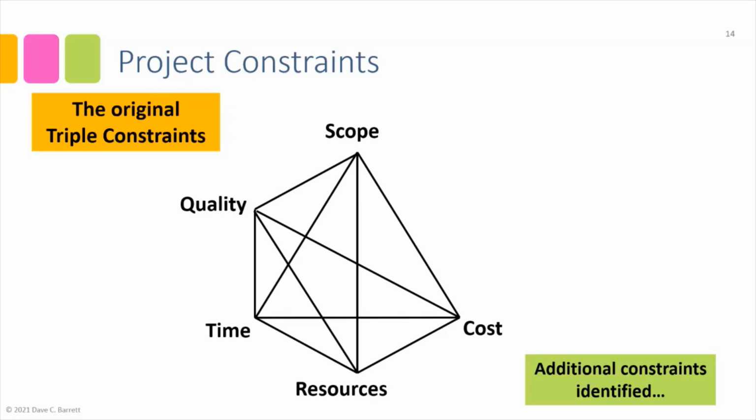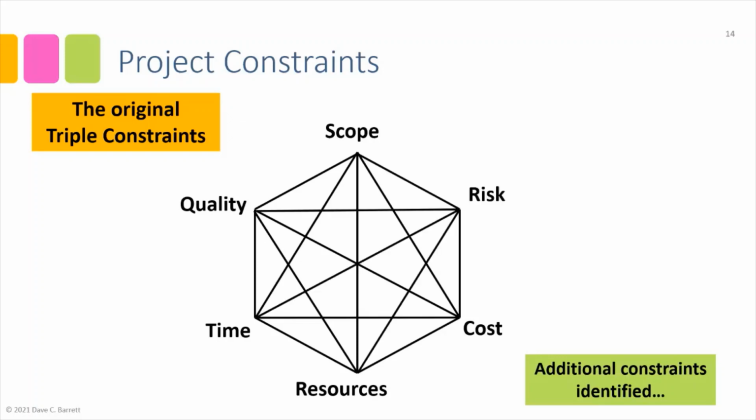Finally, the 6th constraint is risk. The amount of risk that the project is willing to take on can affect everything else. Projects that are willing to take higher risks can perhaps reduce the time required, and can perhaps lower the cost because they're willing to take some risks.